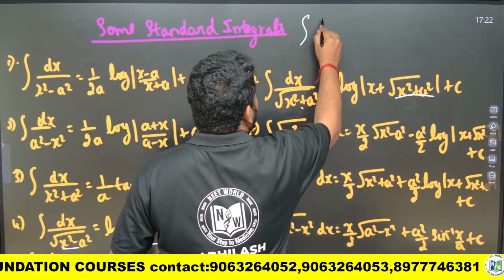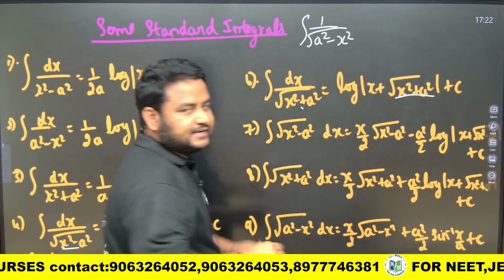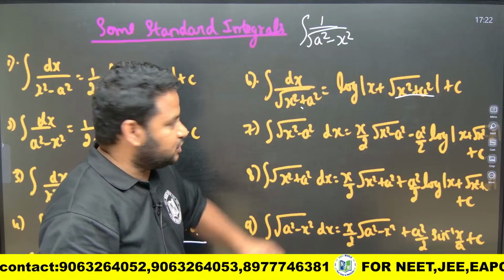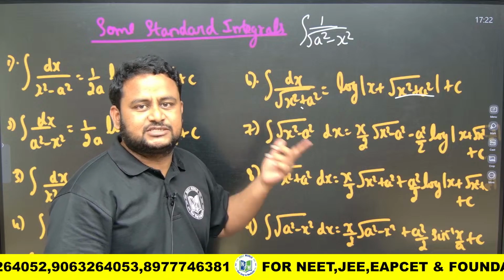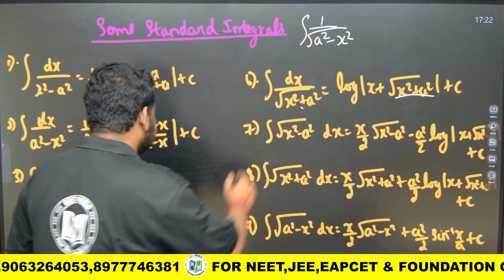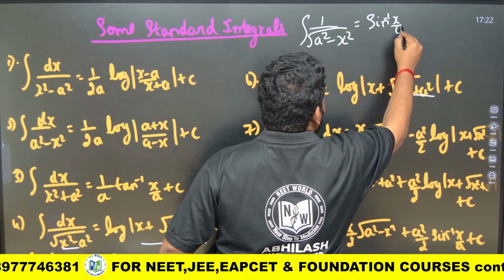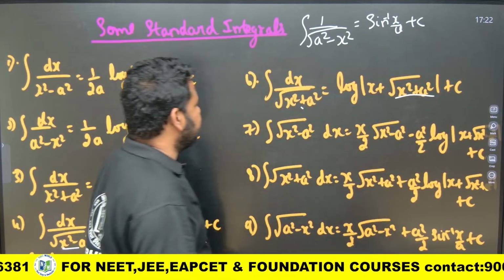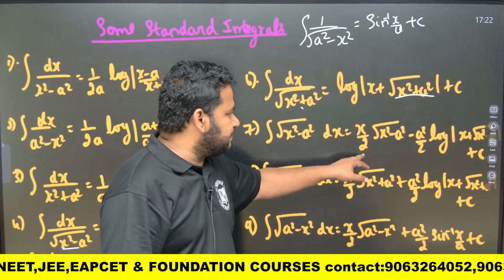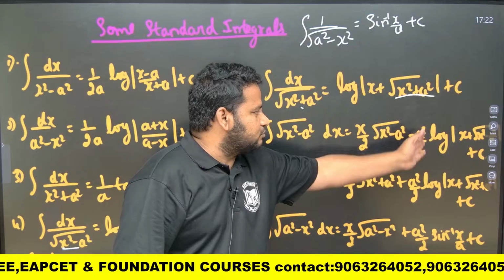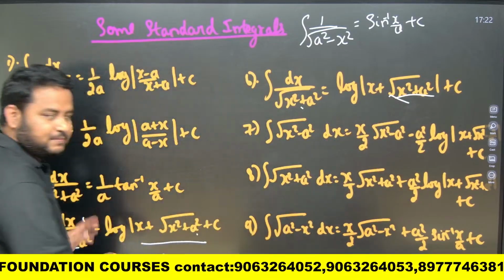Now if it is 1 by square root of a square minus x square dx, while doing integration by trigonometric substitution, if it is this form, we put x is equal to a sin theta. So this will be of the form sin inverse of x by a plus c. Or if it is of the form square root of x square minus a square, it becomes x by 2 square root of x square minus a square minus a square by 2, then this form, it carries this form.